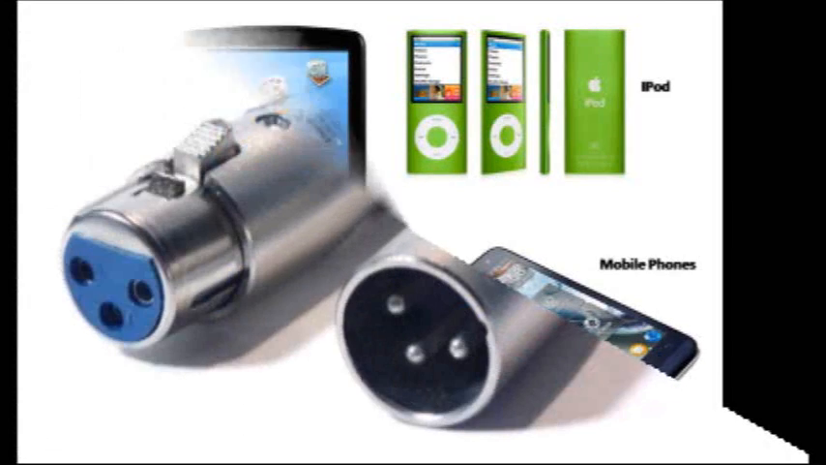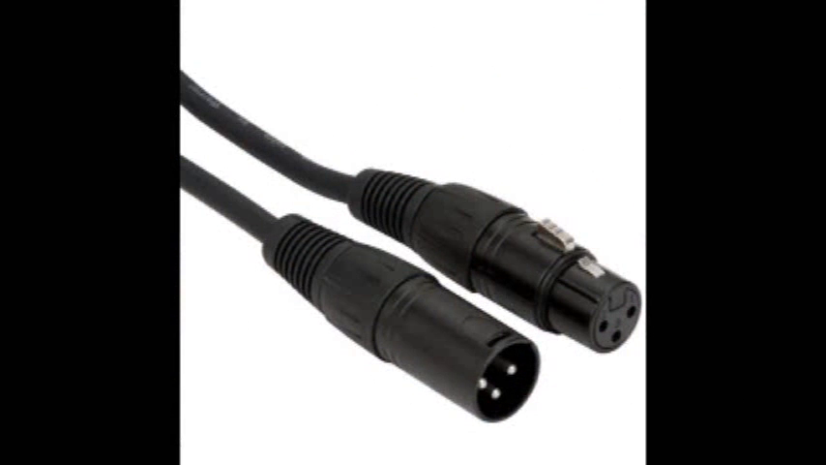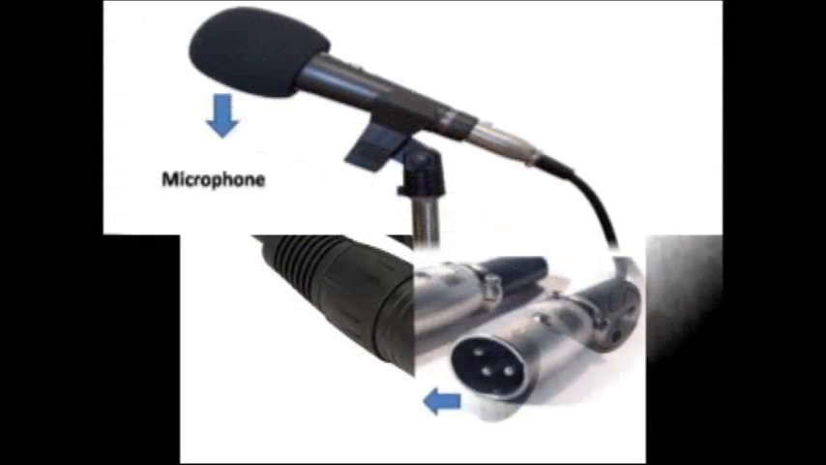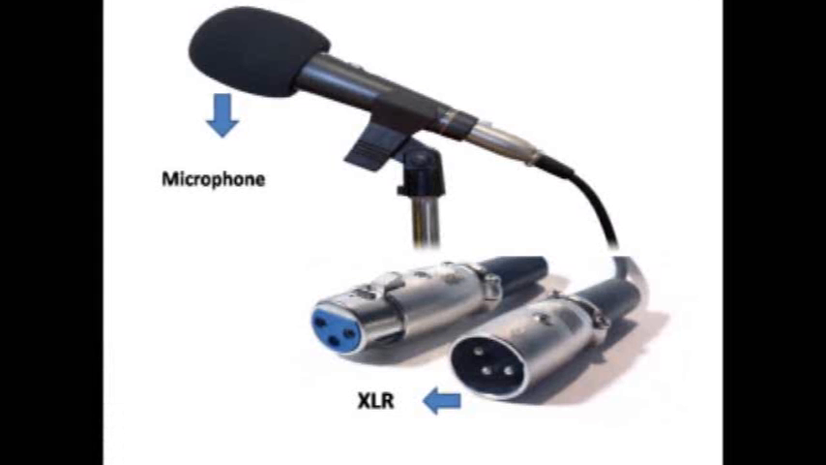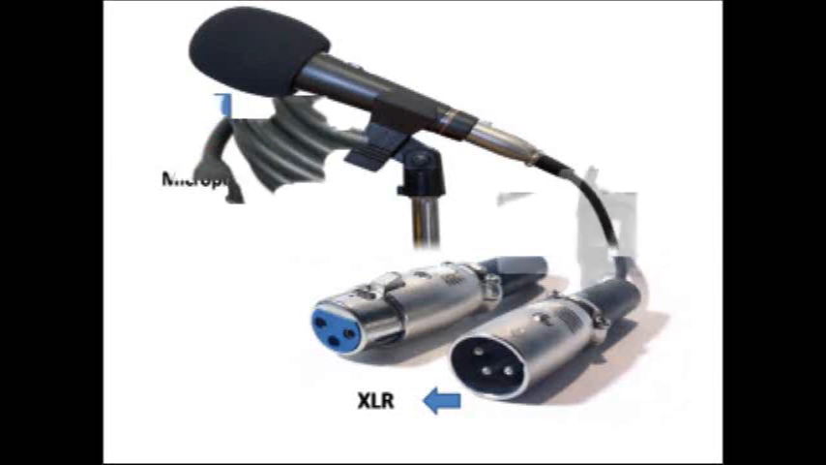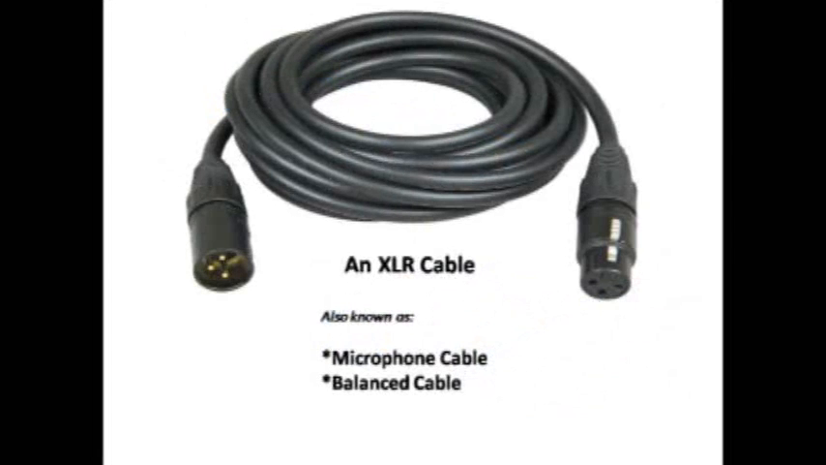An XLR cable is a 3-connector cable, just like the TRS, but is mainly used in connecting microphones. Its conductor connections are done in a way which allows it to reject noise along the signal path. It is known as a balanced cable. It is therefore advised to use XLR cables when making long runs in the studio and or on stage.